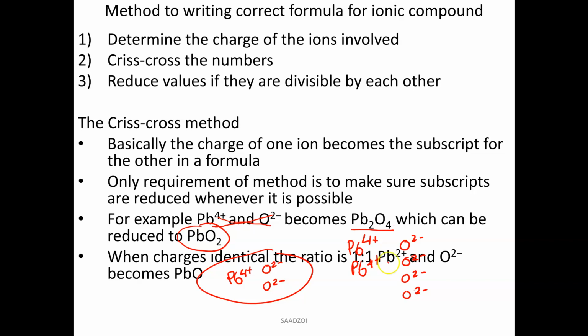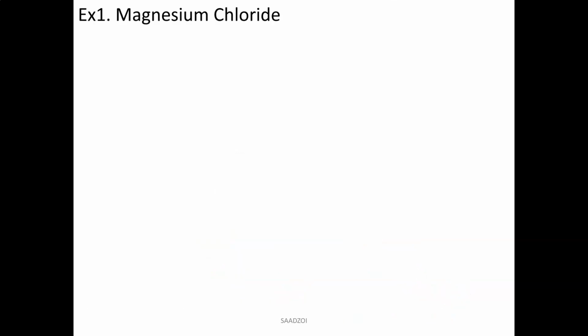And if the numbers are identical, if it's positive 2, negative 2, it's a 1-to-1 ratio. So for example, if I have Co positive 3 and P negative 3, the answer becomes CoP. So whenever there's the same charge, opposite in sign, 1-to-1 ratio, call it a day. Let's look at some examples of it.